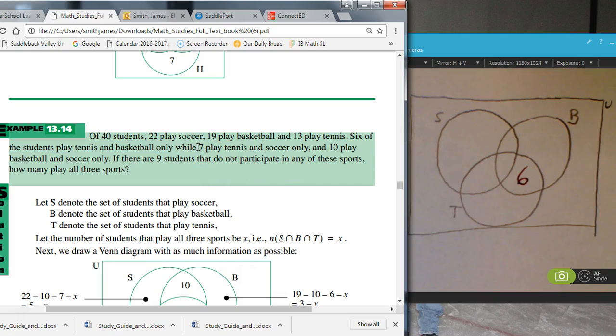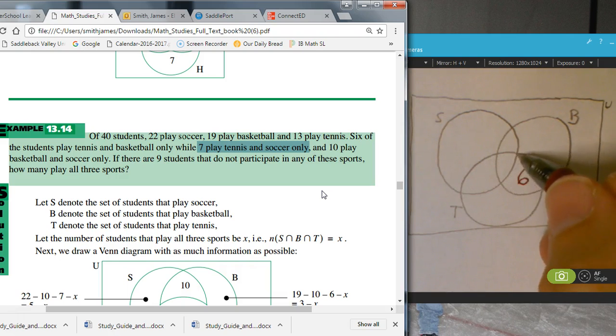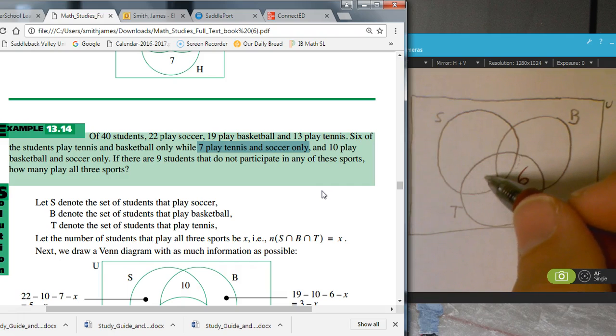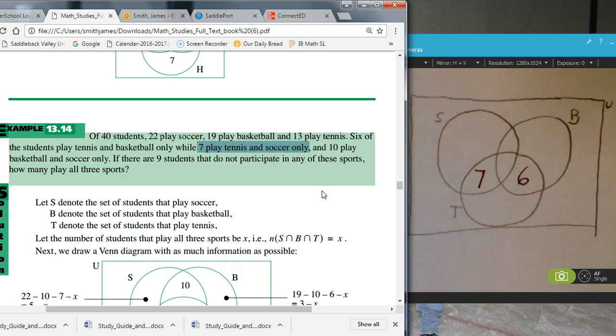And then right here it says 7 play tennis and soccer only. Here's the case where we have tennis and soccer overlapping. These are the people who are tennis and soccer only. So those 7 people are tennis and soccer, but not basketball, is what that means.